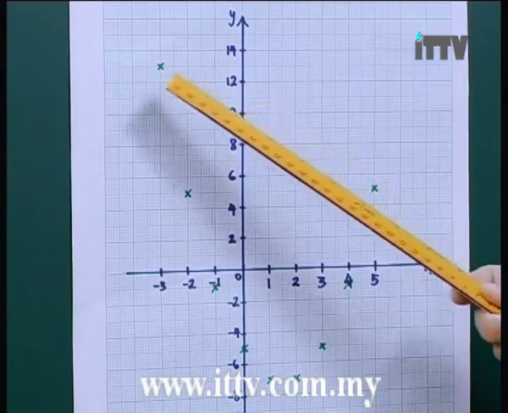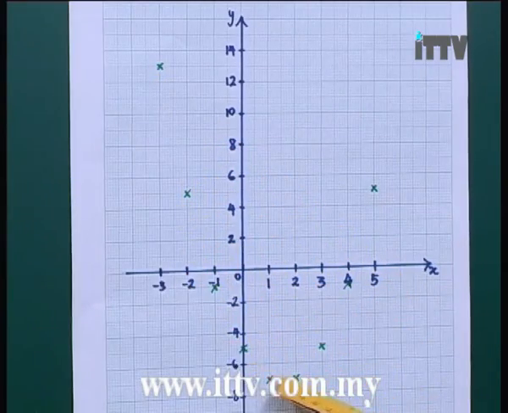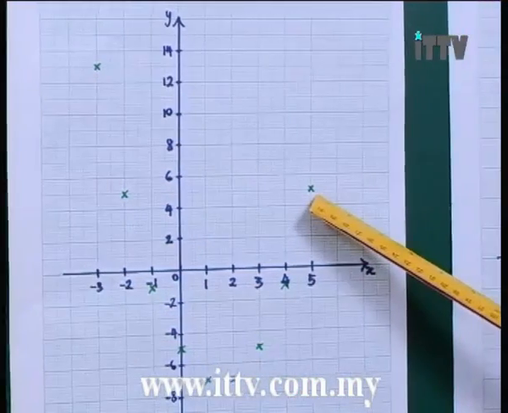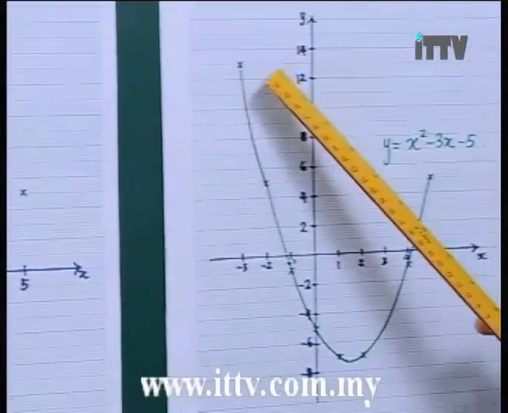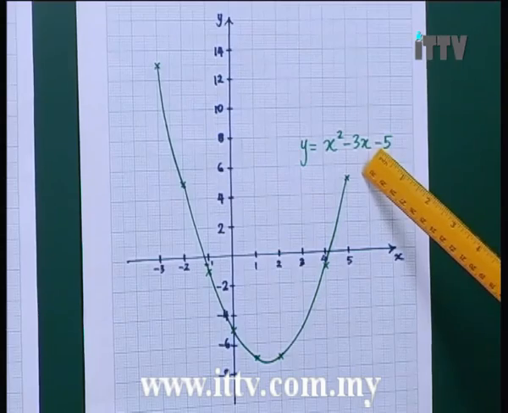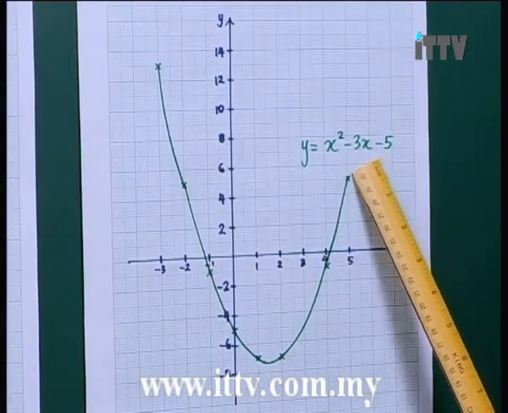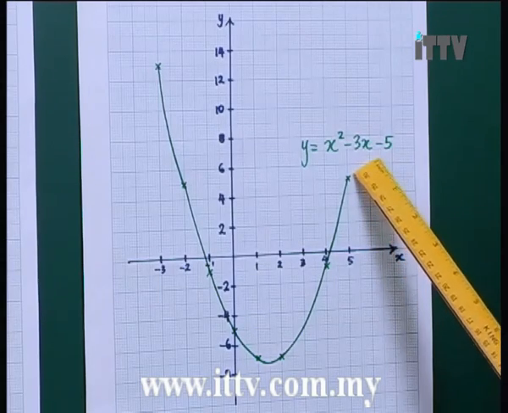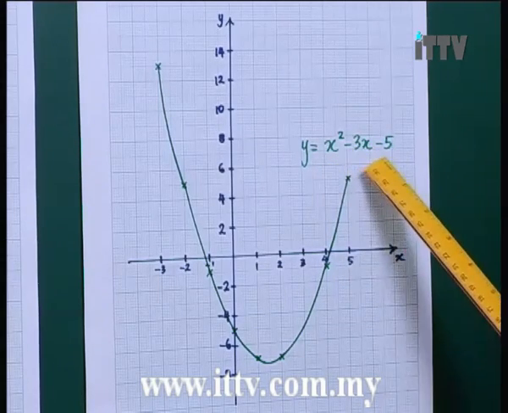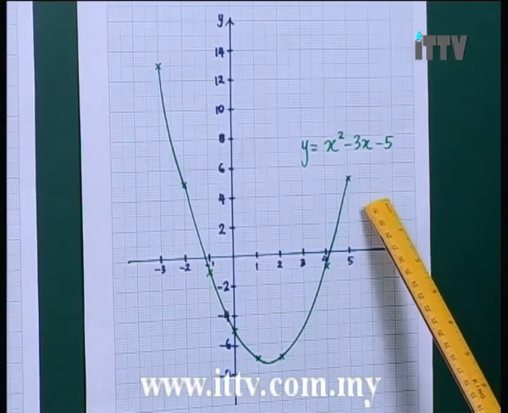And then you use your pencil to connect all the points in a smooth curve, which will then produce this quadratic graph that was given to us in the question. Now don't forget that we should label the graph, so the function that was given to us, x squared minus 3x minus 5, should also be written when you've completed the graph.